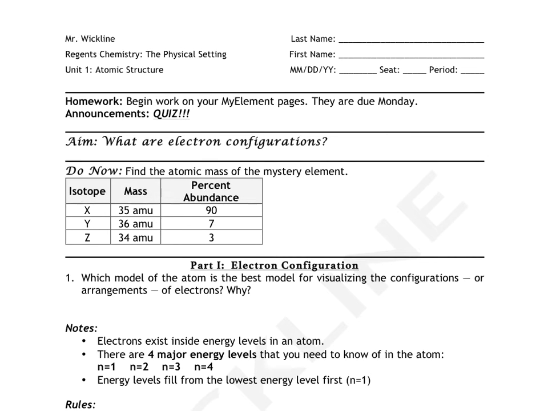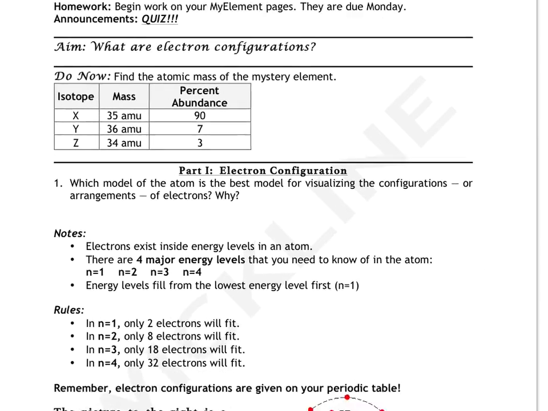All right, so what are electron configurations is our aim. Copy down the information in this do now. Don't solve for the identity of the element yet, but just copy down the information into the classwork section of your binder and we'll work from there. So here is where we will start the lesson today.